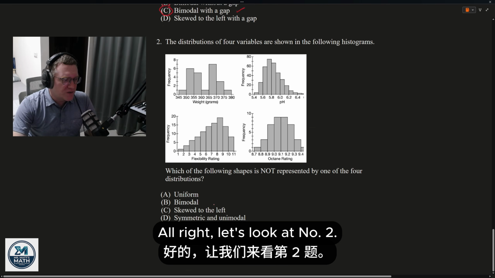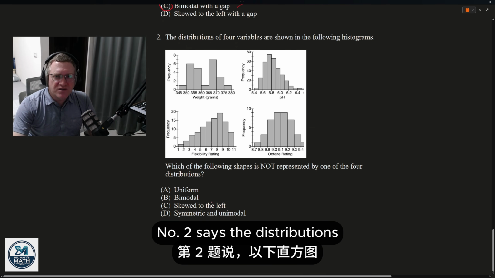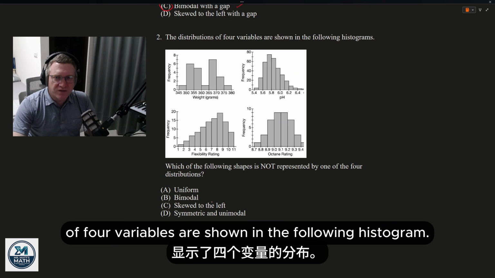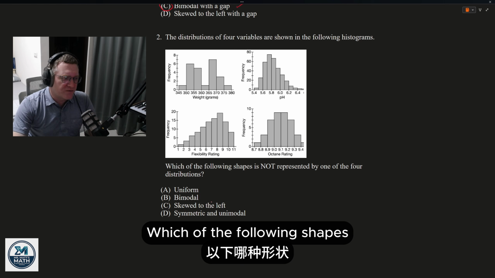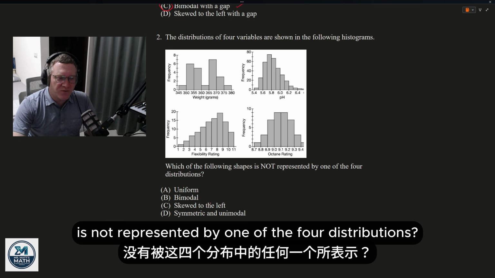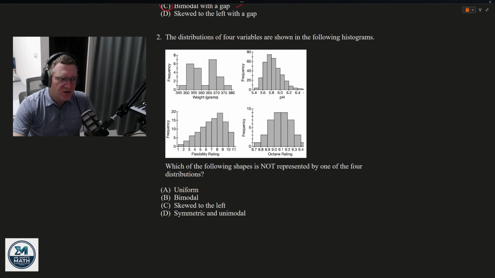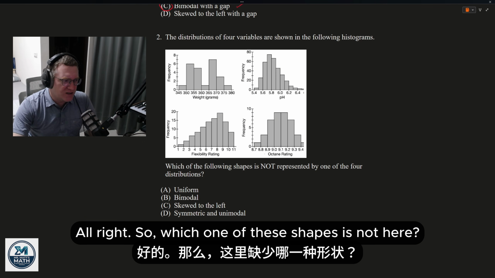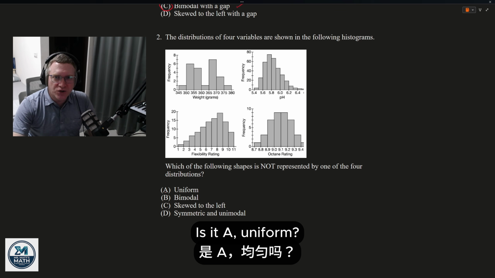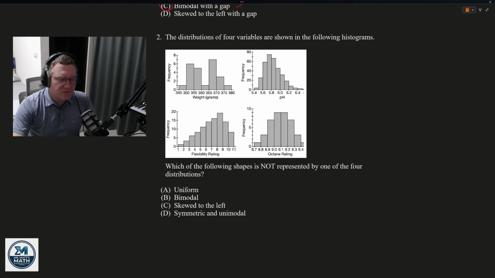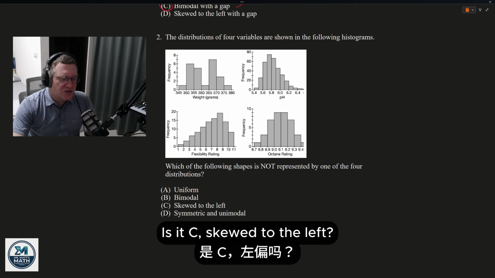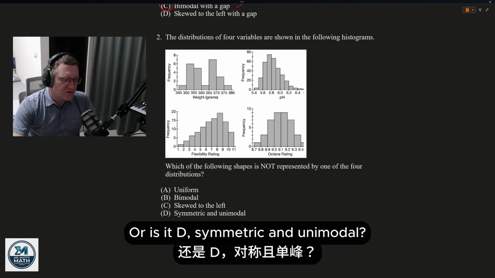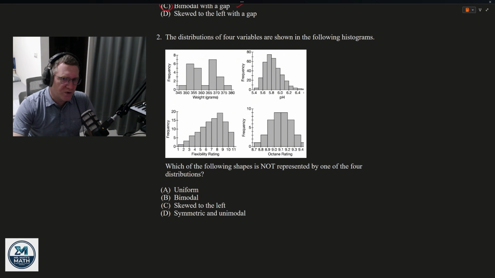All right, let's look at number 2. Number 2 says the distributions of 4 variables are shown in the following histogram. Which of the following shapes is not represented by one of the 4 distributions? All right, so which one of these shapes is not here? Is it A, uniform? Is it B, bimodal? Is it C, skewed to the left? Or is it D, symmetric and unimodal? What do you think? Well, let's look.